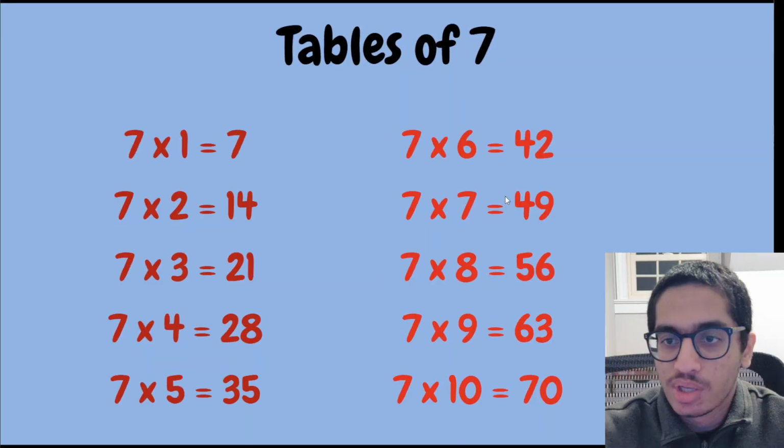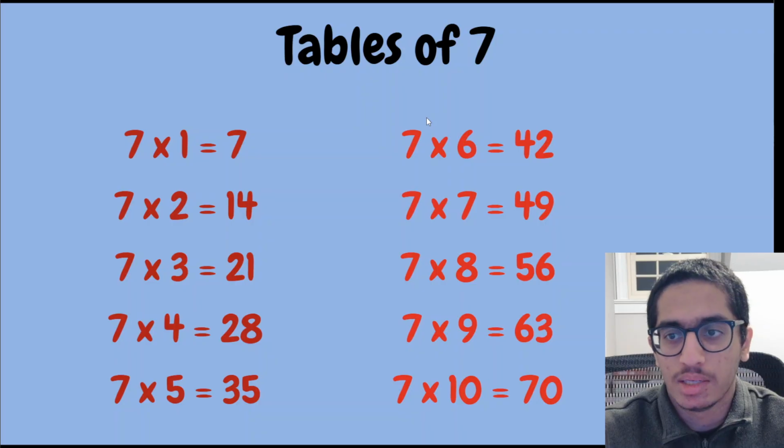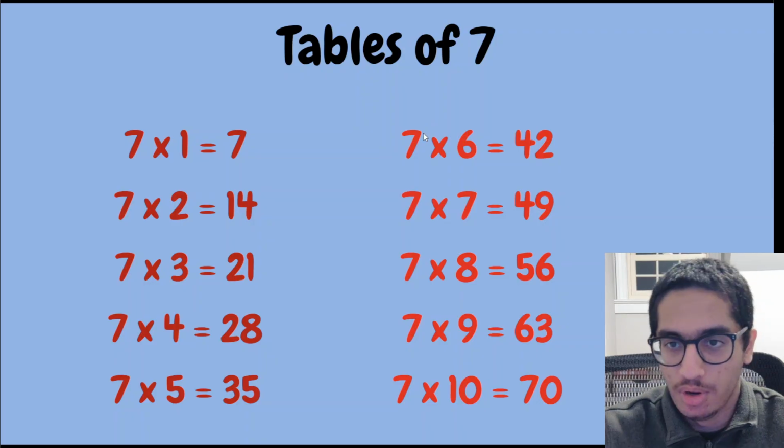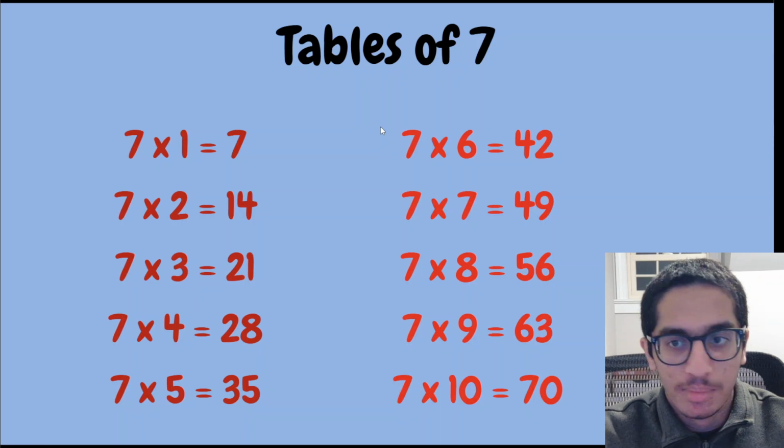So let's look at another table, for example. This is the table of 7. 7 times 1 is 7, times 2 is 14, times 3 is 21, times 4 is 28, times 5 is 35, and so on, and on. Again, notice the pattern. Every single time, I just add 7 more.